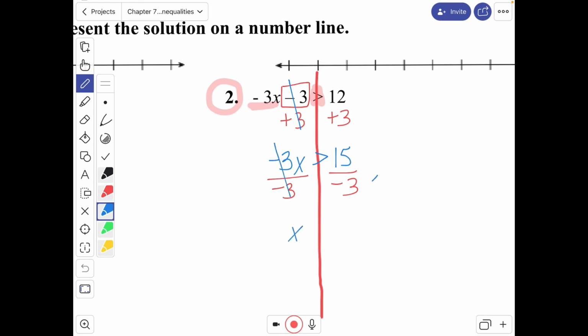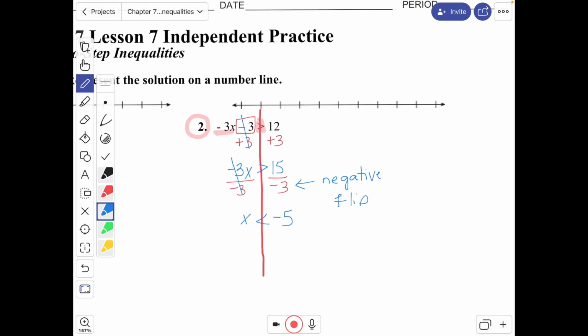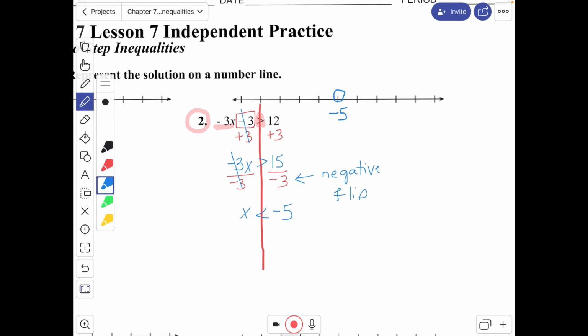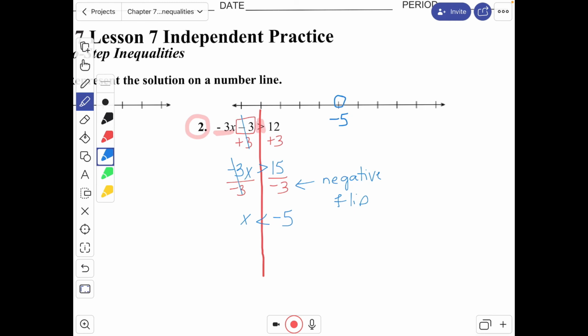The -3's cancel, x comes straight down. And since that was negative, we must flip the symbol. So the alligator goes the other direction. 15 divided by -3 makes -5. So our number line here will have to have a -5. And it doesn't show equal, so it has to be an open circle. And the variable is not being eaten by the alligator. So that means the variable's on the little side. Shade the little side on the left.